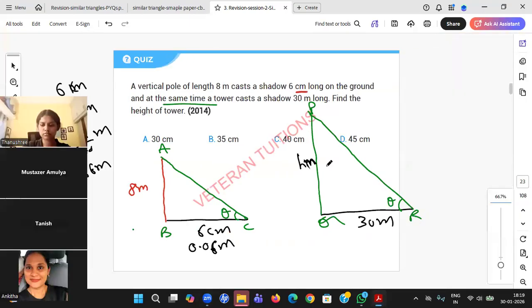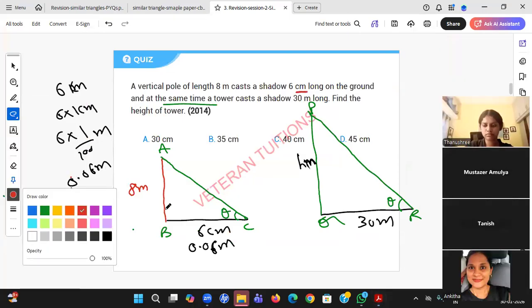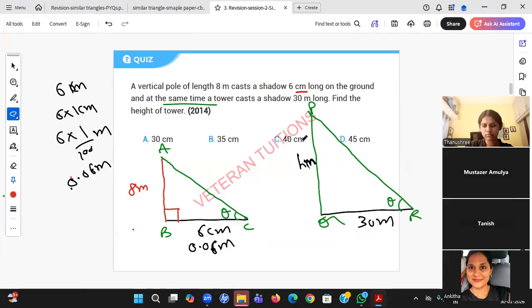Okay, now I got two triangles. I'm able to see, okay, sir, already you see pole and ground 90 degrees, tower and ground will also be 90 degrees. If not 90 degrees, they both will fall. So in these two triangles, 90, 90, theta, theta, by AA corollary, I can just say triangle ABC is similar to triangle PQR. Whenever I am writing B, I should write Q. Whenever I am writing C, I should write R. And the leftover is the same.